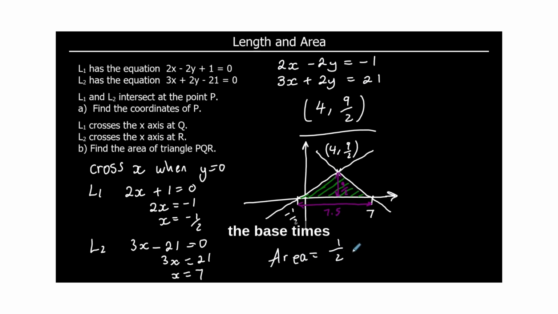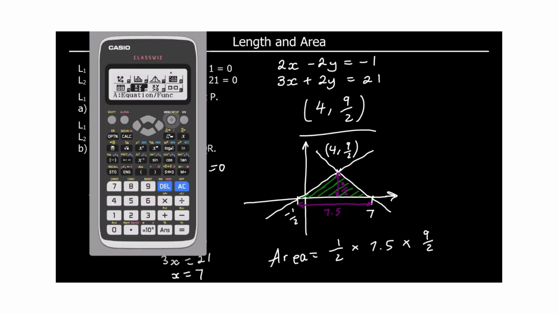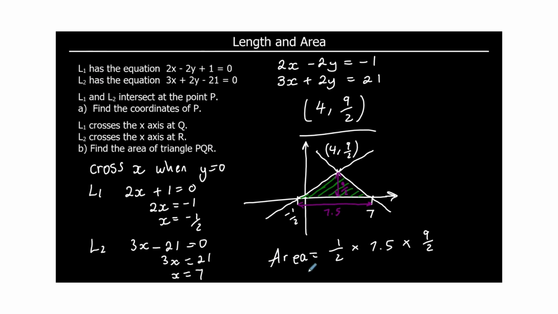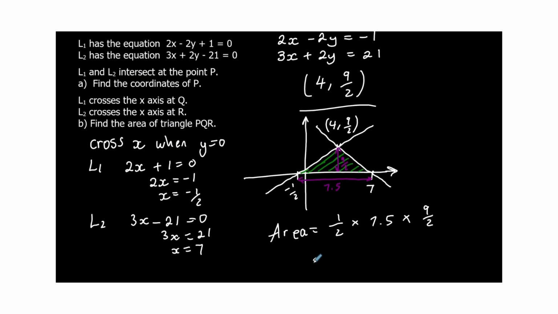So the area is half times the base times the height. Half times the base times the height is 135 over 8. So I'll put 135 over 8. And we measure area in squares, so I'll put units squared.